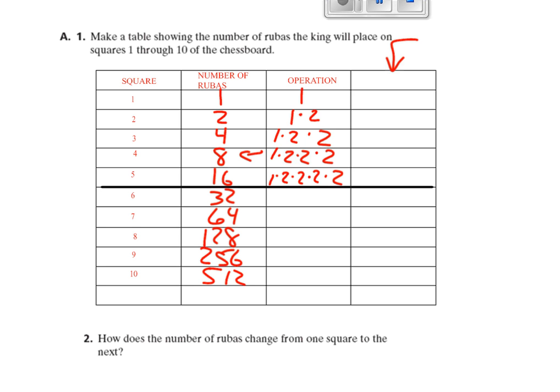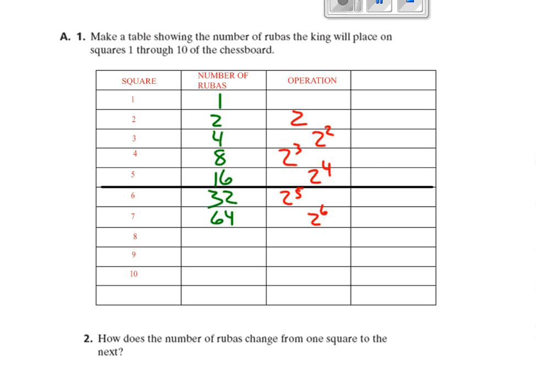Okay, you should have said, well, this is 2 to the first power. This is 2 to the second. This is 2 to the third. 2 to the fourth, because we have 4 2's right there. So 2 to the fifth, 2 to the sixth, 2 to the seventh, 2 to the eighth, 2 to the ninth, and 2 to the 10th. Well, we're not going that far, so 2 to the ninth. Okay. We get carried away playing with rubas all the time. So here's a shorter version of this same thing.